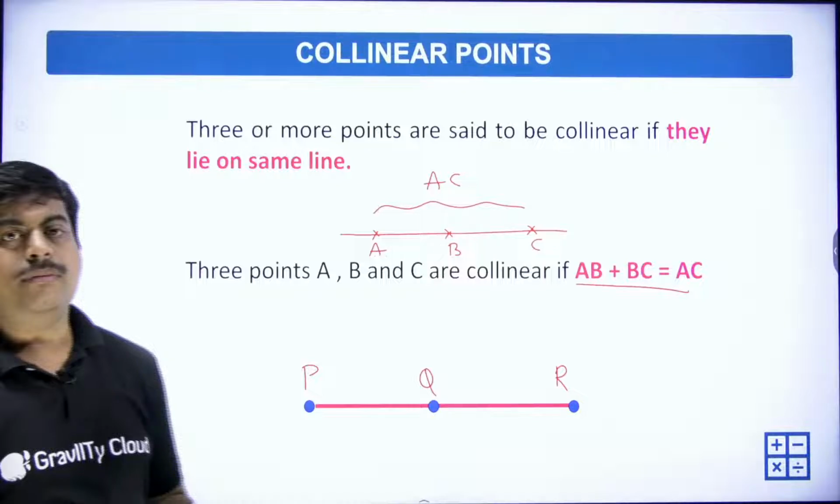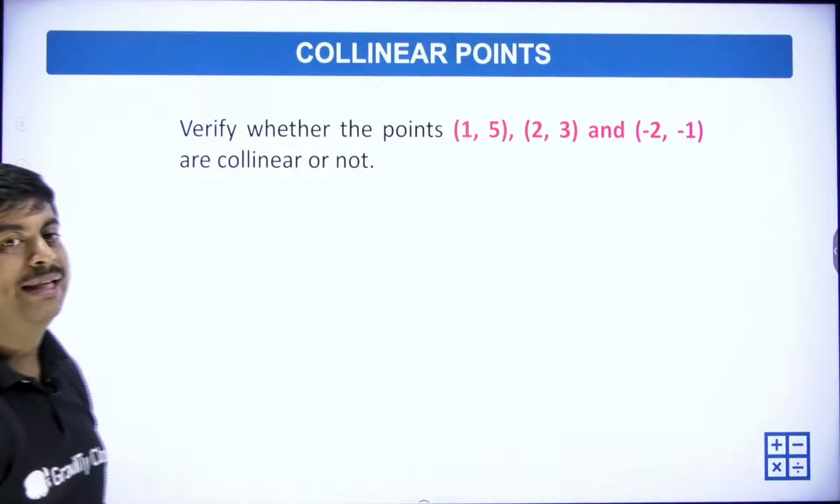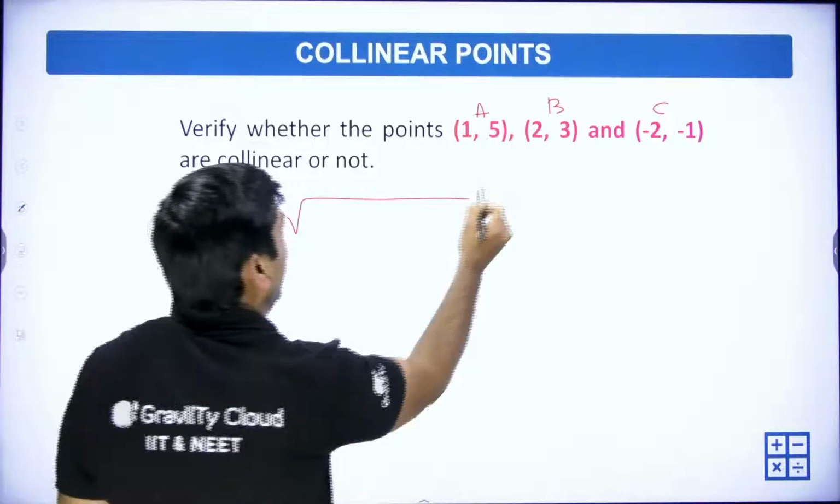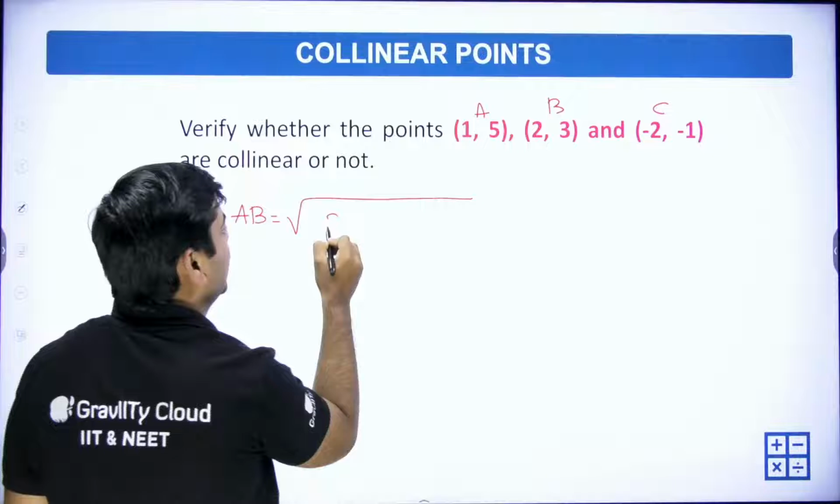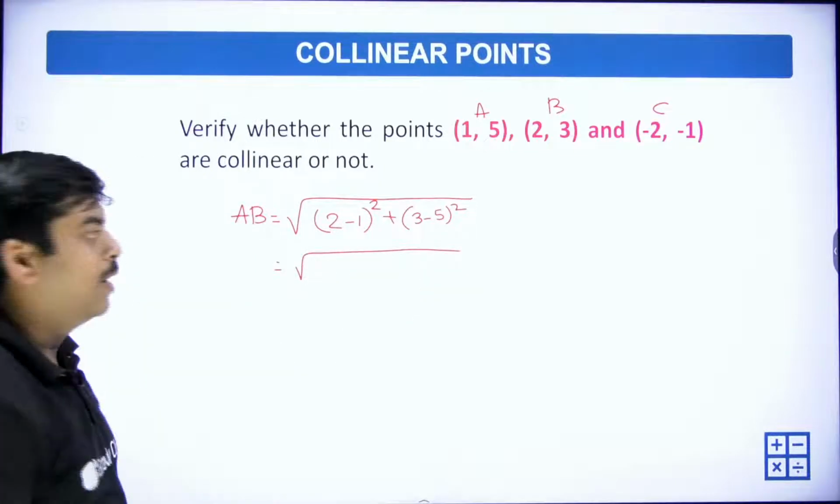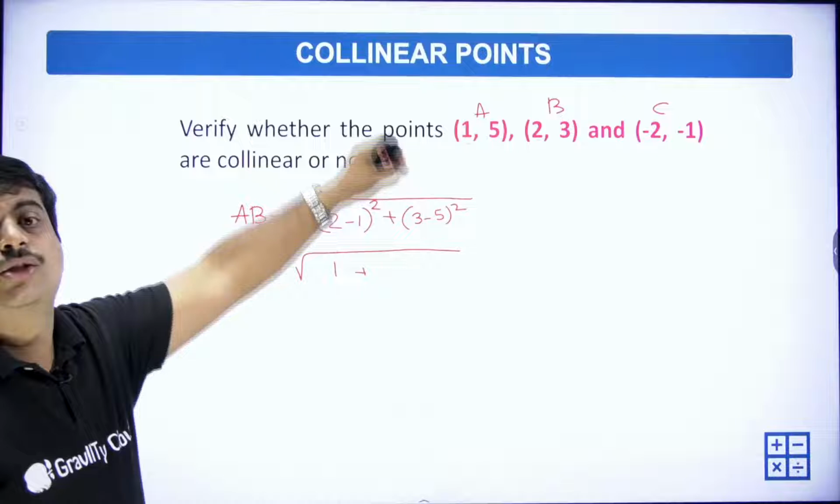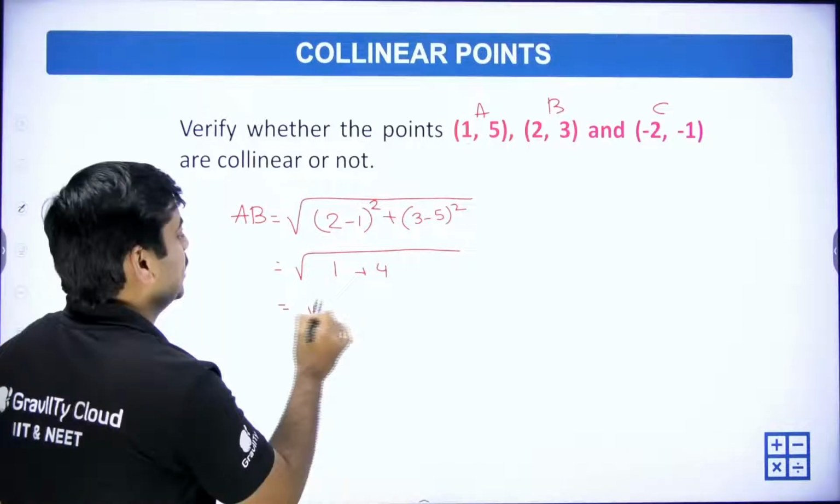Okay, so moving forward, verify whether the points (1, 5), (2, 3) and (-2, -1) are collinear or not. Let me take this as A, this is B and this is C. Let us find the distance AB. It is equal to root over (x2 minus x1) whole square plus (y2 minus y1) whole square. 2 minus 1 is 1, 1 square is 1, plus 3 minus 5 is minus 2, whole square is 4. So 1 plus 4, that is equal to root 5.